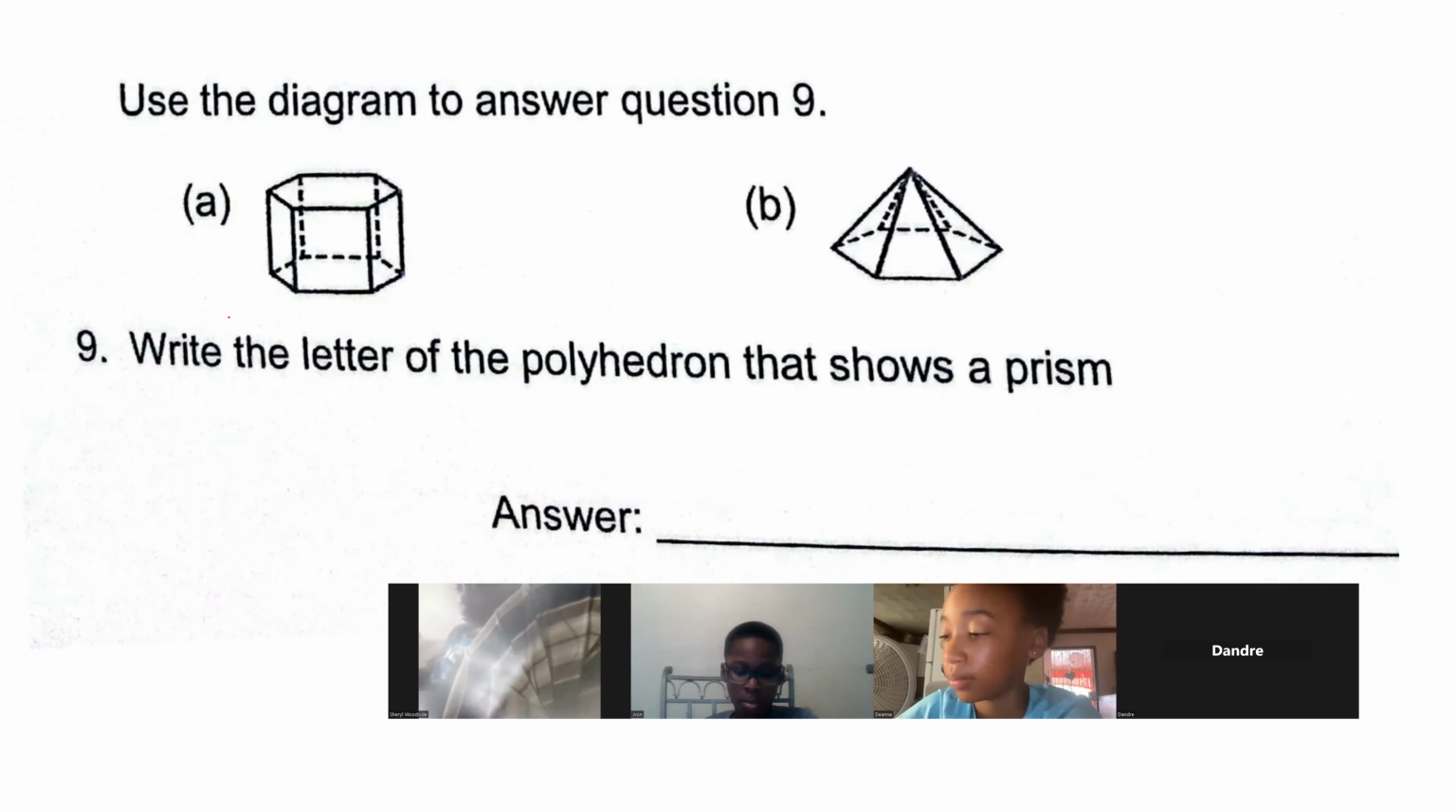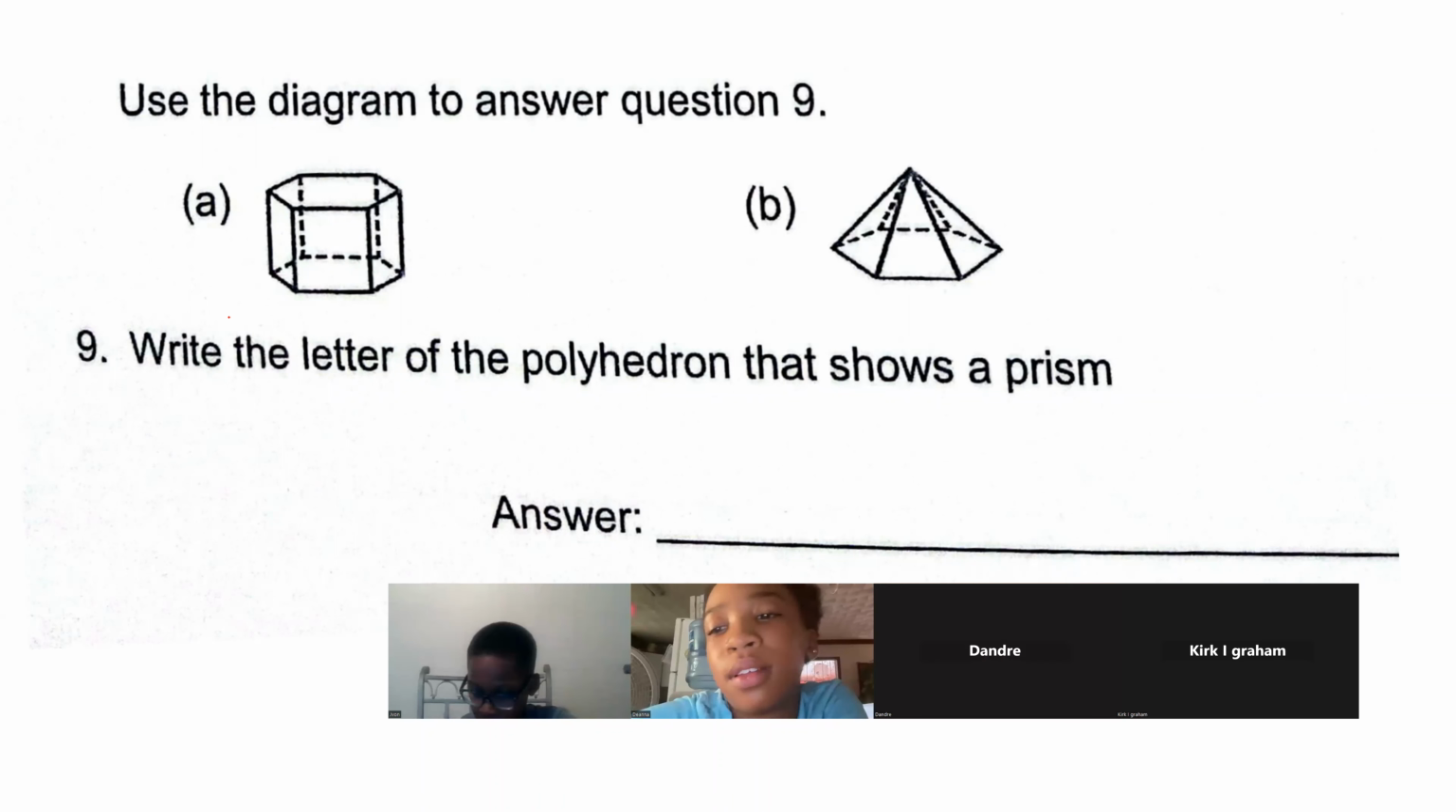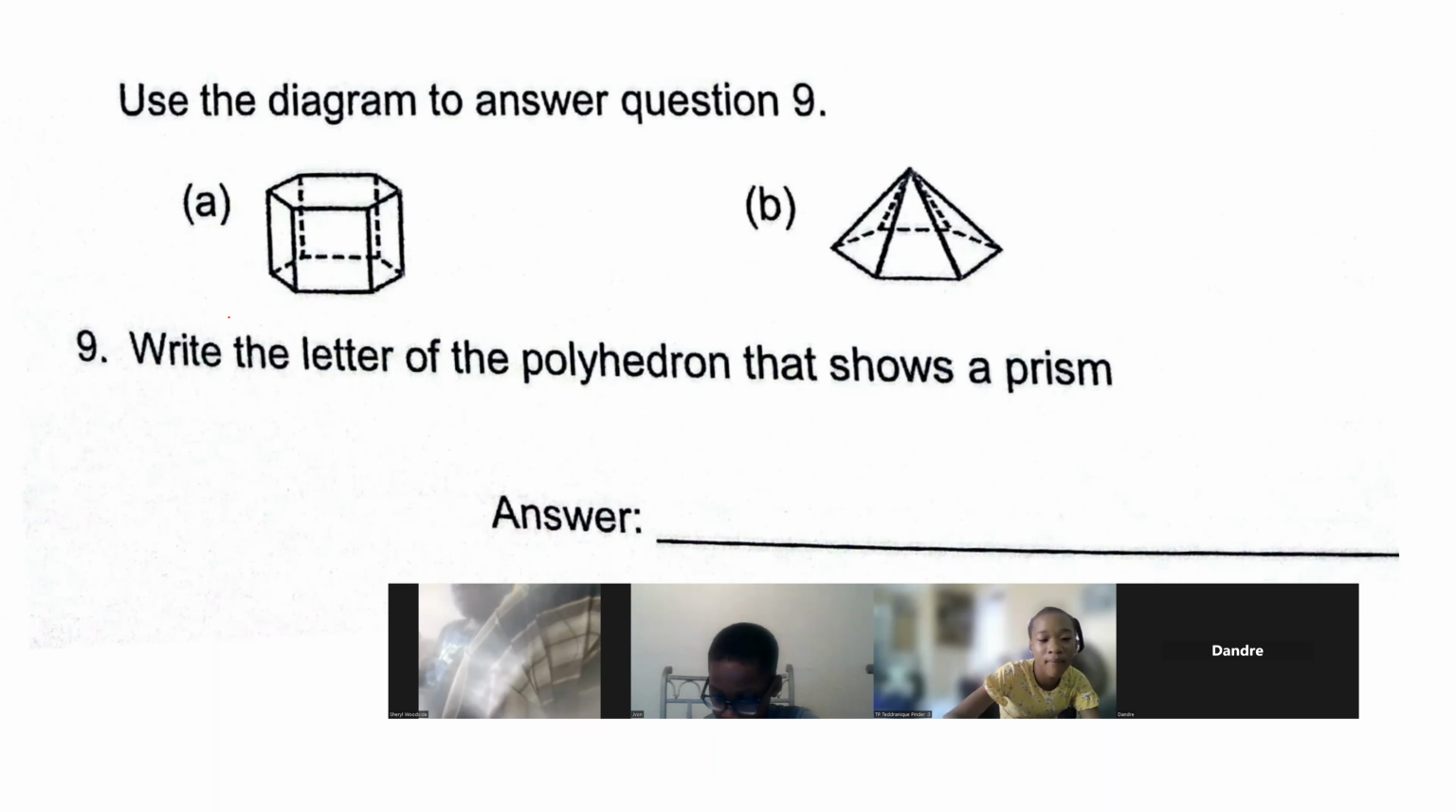Is that a prism though? Oh, yes, sorry. Is that a prism? I think A is a prism. A is the prism. I think A. It is A.